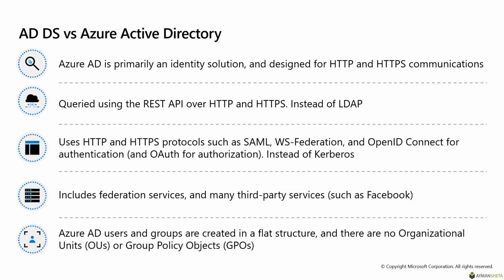We have a different type of structure within Azure Active Directory. Azure Active Directory uses different objects like users and groups, which can be created in a flat structure. There are no organizational units and no group policy objects. If we remember, within Active Directory Domain Service we used to create OUs within the domain controller or create group policy objects. They are not available within Azure Active Directory. Azure Active Directory is a managed service, which means you only manage the user, the group, and the policy. These are the three objects which we can manage.